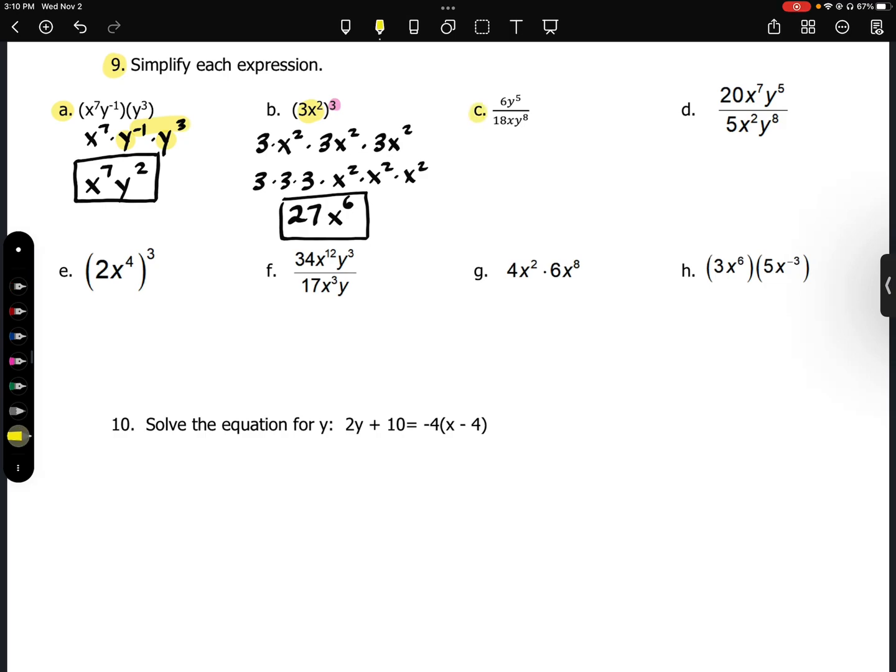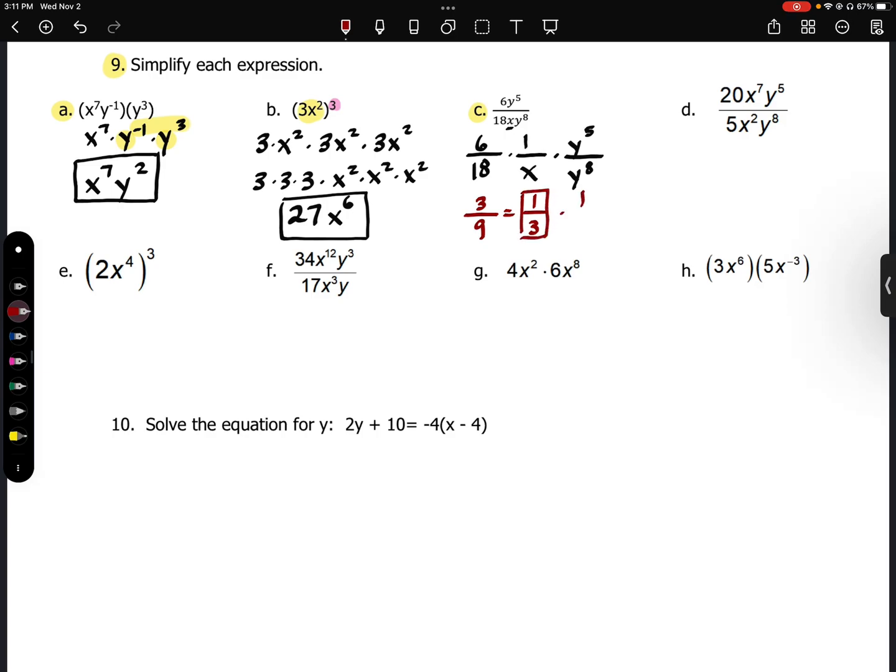Letter C. 6y to the 5th over 18xy to the 8th. I'm going to break this into 3 smaller problems and then put it all back together. So I have 6/18. I only have an x on the bottom, so I'm going to write times 1 over x. And then I have a y to the 5th on the top and a y to the 8th on the bottom. Now we just simplify them. 6/18. Well, 2 goes into 6 3 times, and 18, right? 2 goes into what? 9 times if you want to go that route, but it still could simplify more, right? 3 goes into 3 once, and then 3 goes into 9 3 times. So 6/18 is the same thing as 1/3.